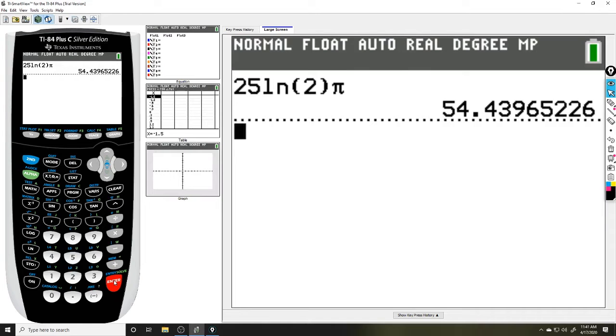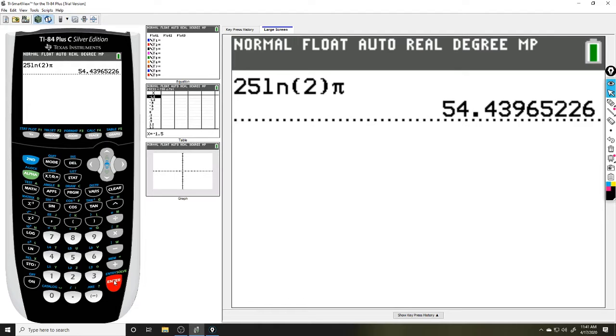Hey all, this time we're going to talk about storing values in our calculator. So let's say we have this really messy value that we want to use somewhere else. Maybe we want to take this messy number, 25 natural log of 2 pi, and plug it into some other equation, or divide by it somewhere else. And so we want to use it somewhere else in the problem, or maybe it's the bounds of our integral, or maybe we want to take the derivative at that point, or something like that.